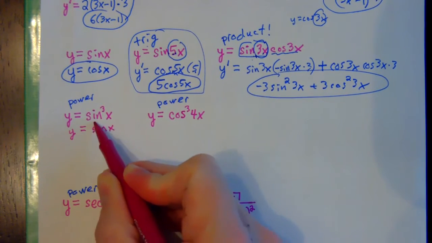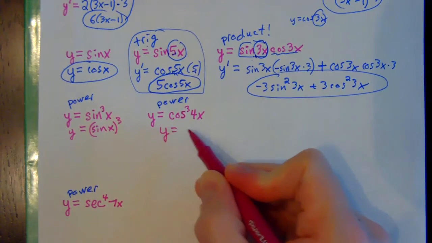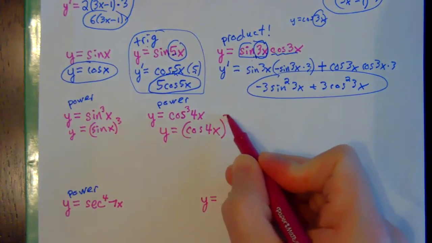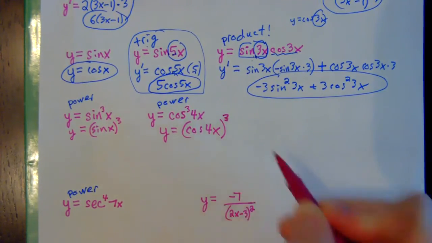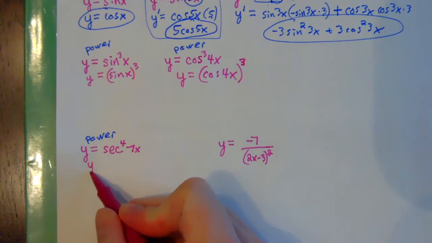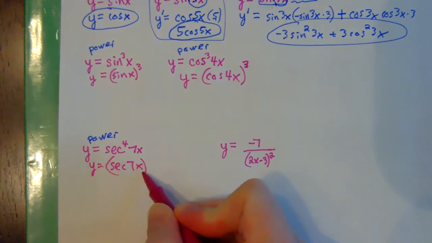You know what that really means? That means you're raising that to the 3rd power. Rewrite this as cosine of 4x. That whole entire thing is being raised to the 3rd power, all right? And then this one here, I'm going to rewrite as secant of 7x. Raise that whole thing to the 4th power.